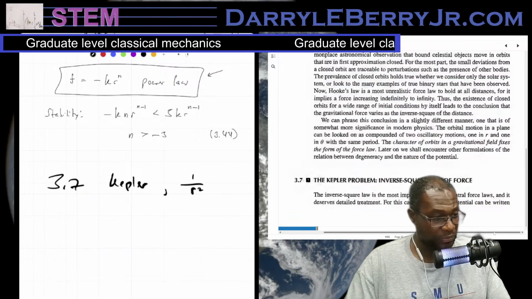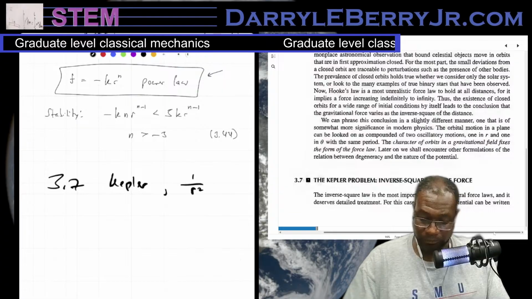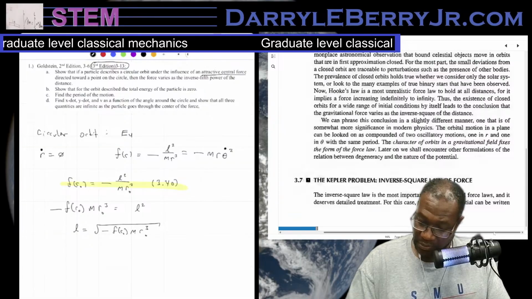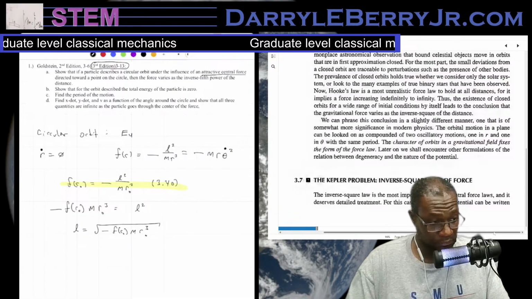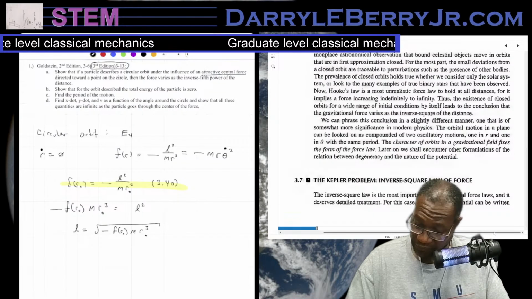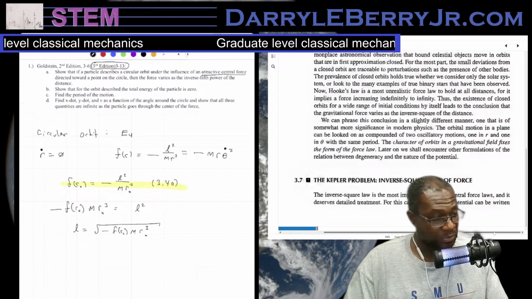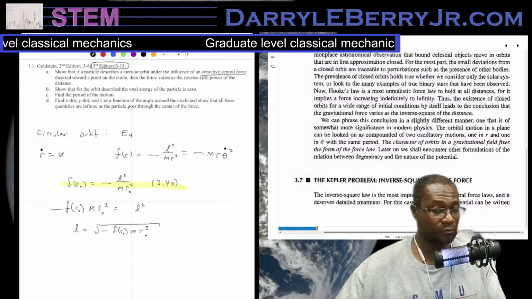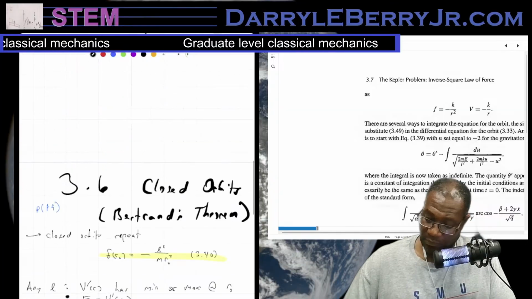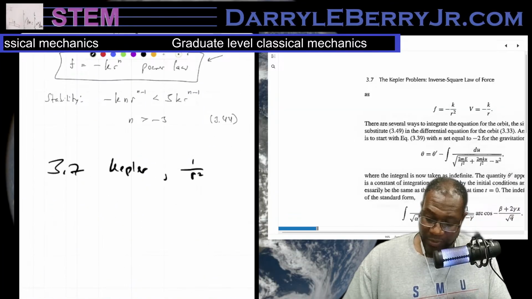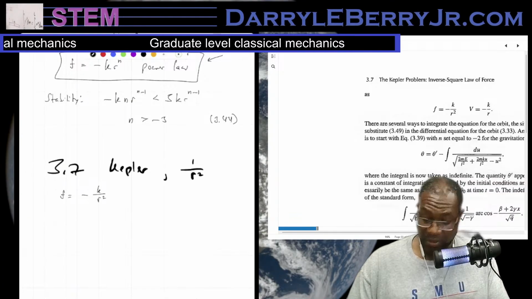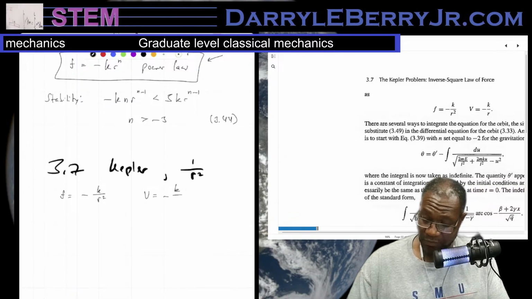The inverse square law is the most important of all the central force laws, and it deserves detailed treatment. So that if a particle describes a circular orbit under the influence of an attractive central force directed to a point on the circle, then the force varies as the inverse fifth power of the distance. For the inverse square case, the force and potential can be written as F equals negative K over r squared, and V equals negative K over r.